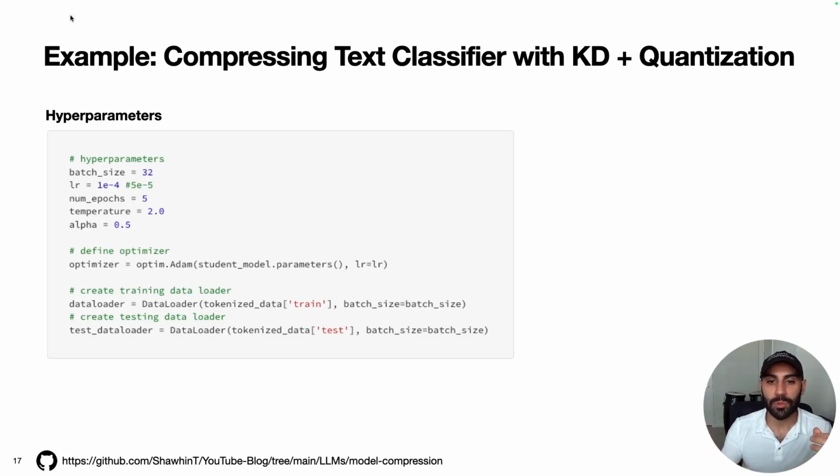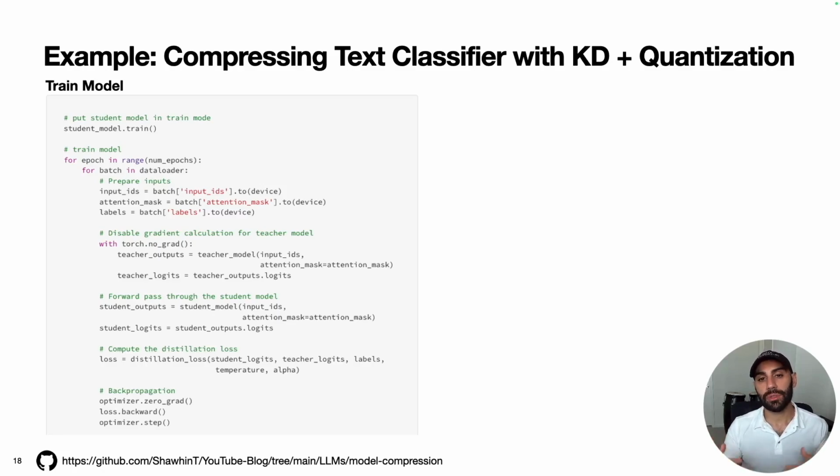Next, we'll define the hyperparameters. So here I use a batch size of 32, put the learning rate as 0.0001. We'll do 5 epochs. We'll set the temperature that we use in our loss function at 2. And then we'll set the alpha, so the relative weights of the distillation loss versus the hard loss, as 0.5. So we'll give equal weight to both types of losses. Then we'll define our optimizer. So we'll use Adam. Then we'll create two data loaders. We'll have a data loader to control the flow of batches for the training data as well as the testing data. Then we'll train the model using PyTorch.